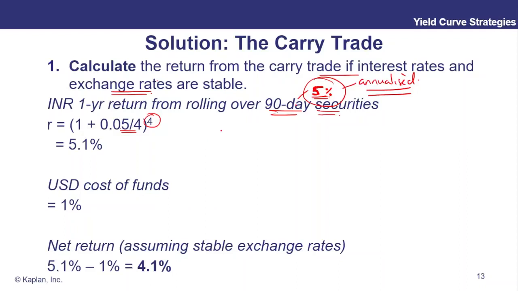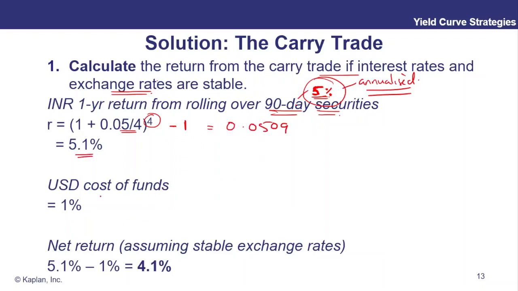Okay, so 0.05 divided by 4 plus 1, power up by 4. All right. So yes, you need to subtract the 1 as well. So there's a minus 1 missing there. So you subtract the 1, and you end up looking at 0.0509, and we round that to 5.1%. So that's what you're earning on your rupee deposit.